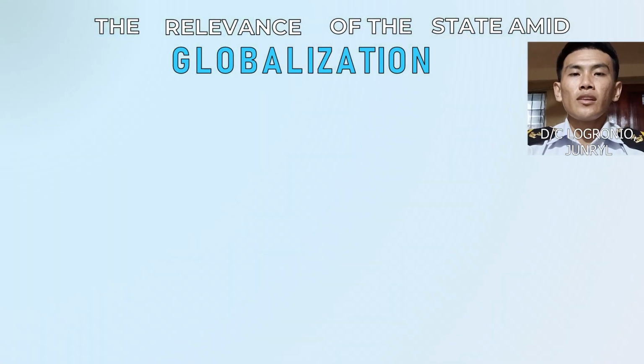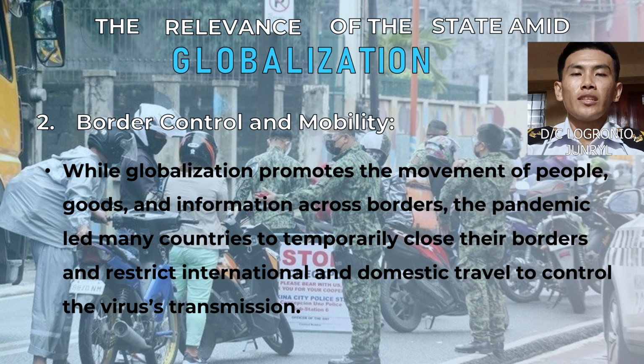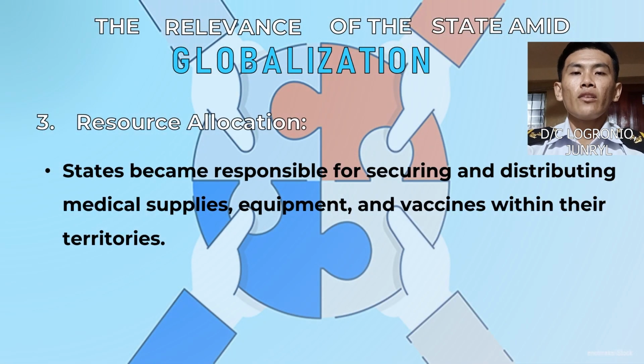The second one is border control and mobility. While globalization promotes the movement of people, goods, and information across borders, the pandemic led many countries to temporarily close their borders and restrict international travel to control virus transmission. States had to balance the need to protect public health with the imperative of international connectivity.